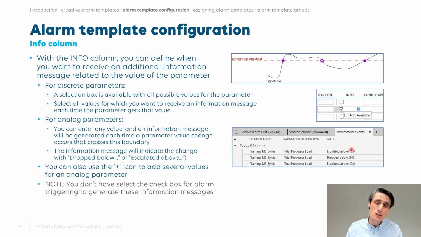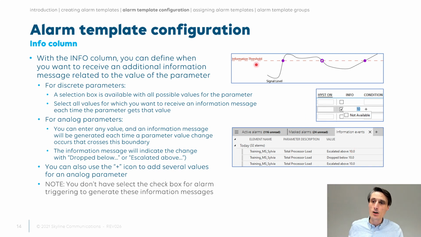But why it is also useful is that I can generate or trigger a correlation rule based on an information event. So if I want to trigger a correlation rule whenever my CPU load goes above 10%, but I don't want to generate an alarm, I need to generate an information event, because correlation rules only trigger on alarms. There needs to be some kind of trigger. It will never verify a real-time value and track it continuously.